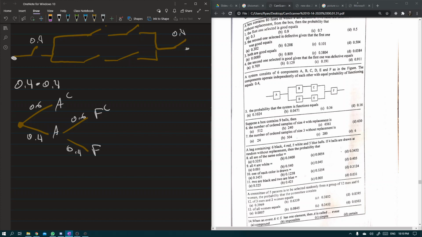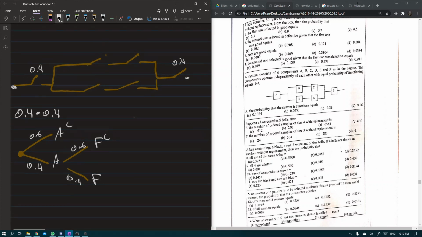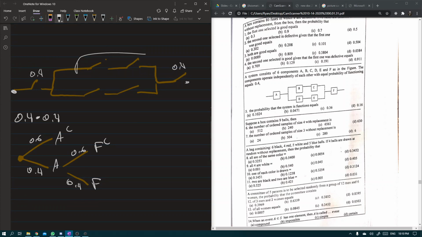Because it's in parallel, either this could work, this could work, or both of them could work, or neither of them could work, and the circuit won't function. So let's think of it over here first. This group of two things, BC. The probability of both of them working is going to be 0.4 squared. You understood that, Abdurrahman?